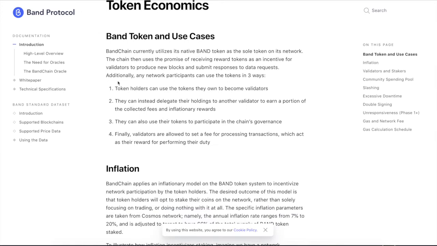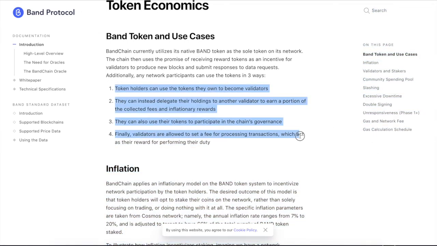So here are some use cases for the Band token. Token holders can use the tokens they own to become validators. They can also delegate their holdings to another validator. For example, if you put it on Atomic Wallet, you're participating in that, and you do get rewards in exchange. That's another concept for another video.